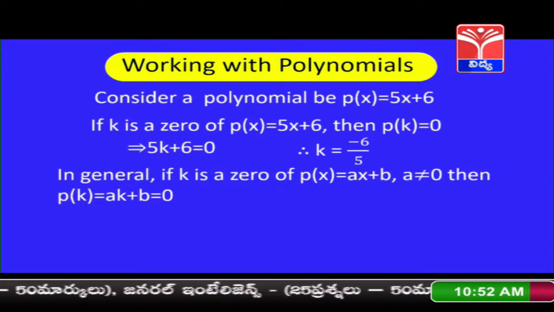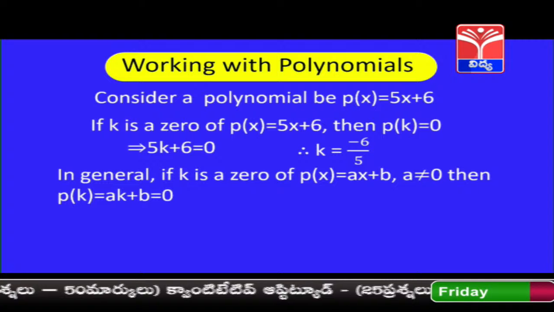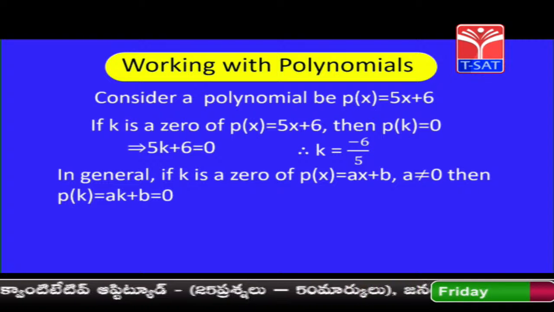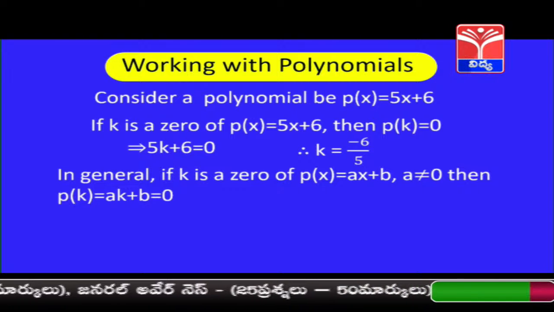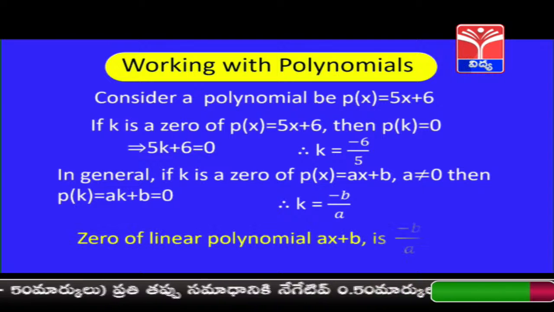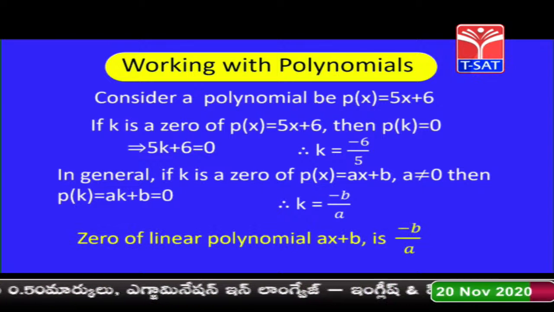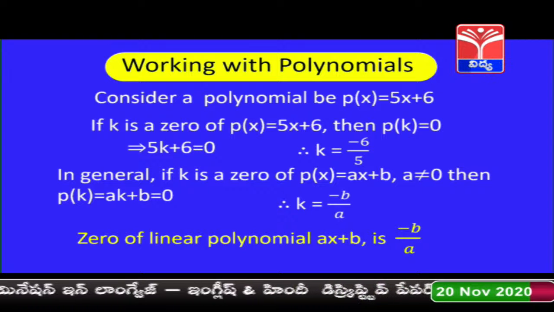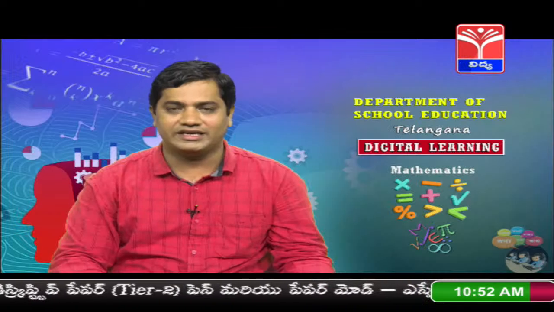In general, if k is a zero of p of x is equal to ax plus b, where a not equal to 0, then ak plus b equal to 0. Then by transposing, we will get k is equal to minus b by a. In general, the zero of any linear polynomial in the form ax plus b is minus b by a. This is the general form of a linear polynomial and its zero.